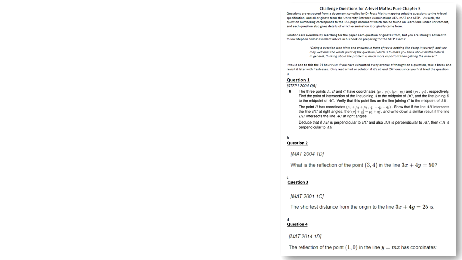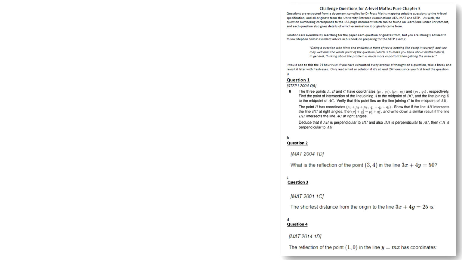So the first question here that I'm going to look at, I'm going to skip question 1. That's from a STEP paper, the sixth term examination paper for Cambridge. Those questions tend to be a bit more involved, and some of those questions are designed to take you 30-40 minutes. We're going to look at some of the short form questions from the MAT paper because we haven't got 30 or 40 minutes to spend right now. But let's start with question 2, the reflection of a point in a line.